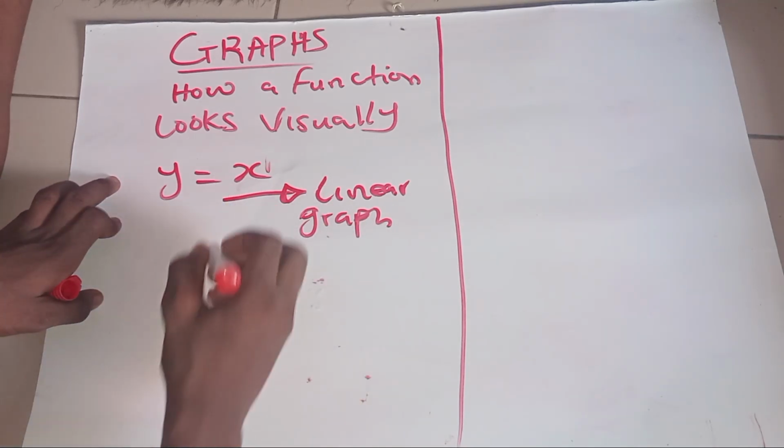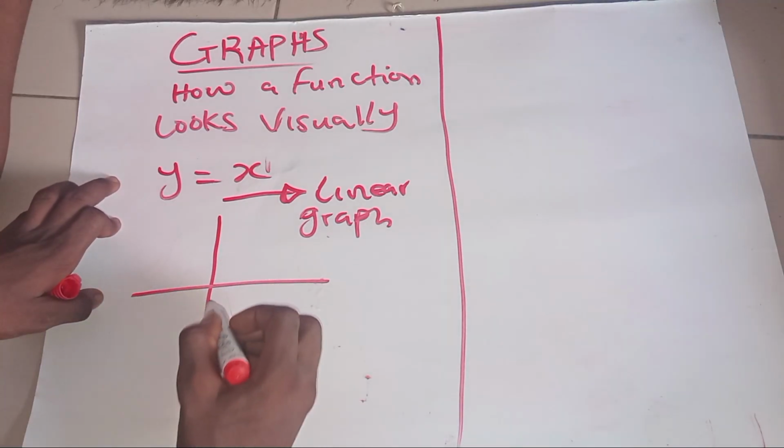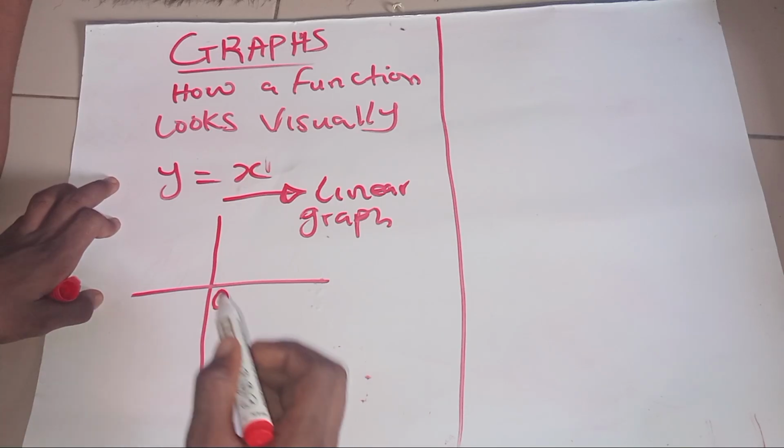So whenever you see a graph, the graph has two phases. Now, this is a graph. Now, let's plot a graph. Now, when you see something like this, this place is called the O, which is the origin. You understand me? It's called the origin.